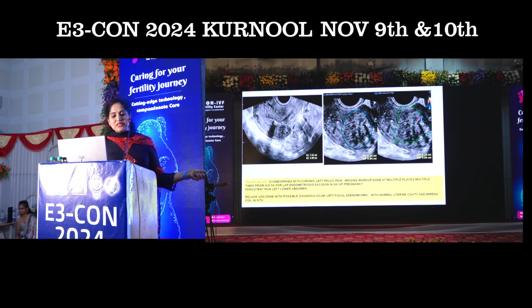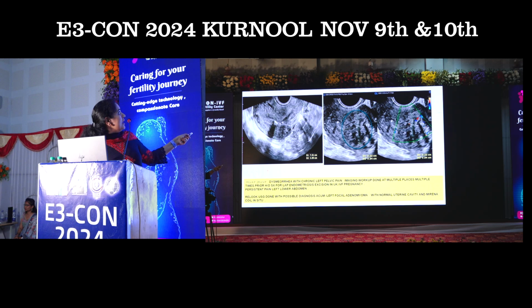Now this case, this was a 28-year-old with dysmenorrhea, chronic left-sided pain. Imaging workup done multiple places, multiple times. Multiple surgeries were done. Lap endometriosis excision was done. After that, the patient conceived. But she has persistent left lower abdominal pain. Now you look into this, they have put Mirena also.